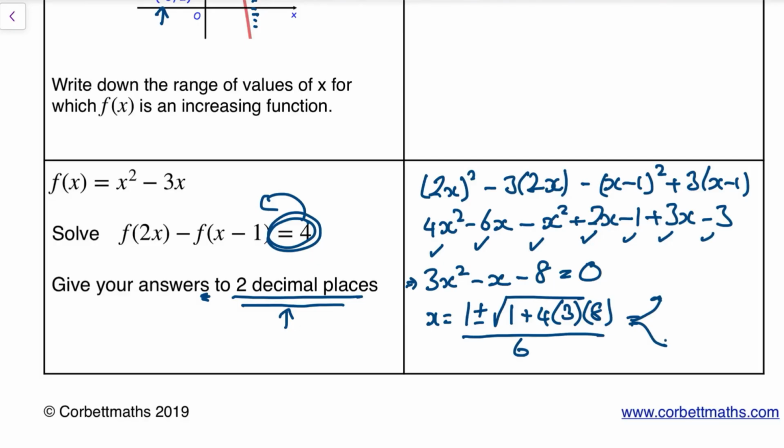So in other words, when I work out the plus and the minus, the number under the square root is 4 times 3 times 8 plus 1, which is 97. So it's going to be 1 plus the square root of 97, divided by 6, which is 1.81. And the other is 1 minus the square root of 97, divided by 6, which is minus 1.47. Give your answers to 2 decimal places. 2 decimal places is what I've done. That is my answer to the question, and I am done with that question.